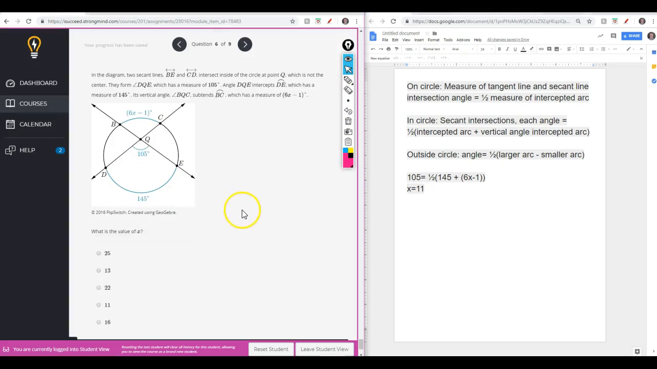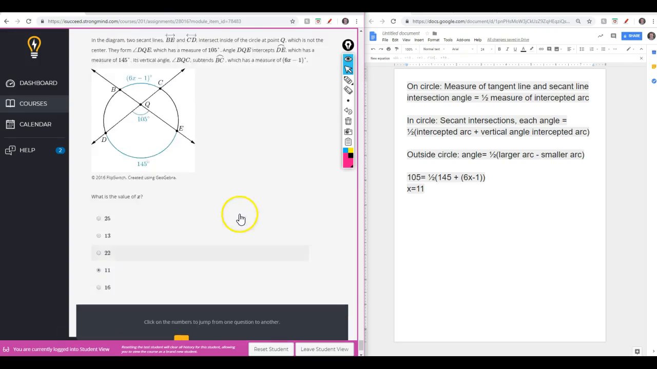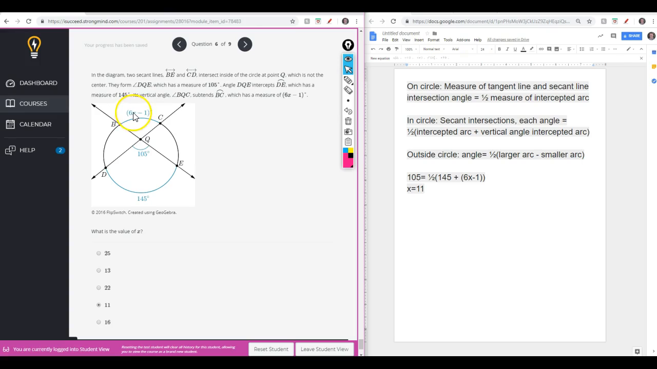So when we jump back here, they do want to know what the value of x is, and that is 11. So what that means is if we were to put in 11 into the 6x right here, 6 times 11 would be 66, minus 1 would be 65. So that means that this arc measure would be 65 degrees. So 11 is not the measure of an angle or an arc measure. It is just the value that we would use to find that angle of the arc.